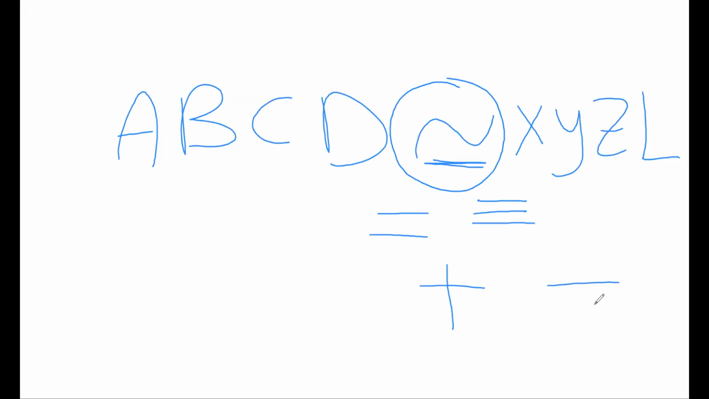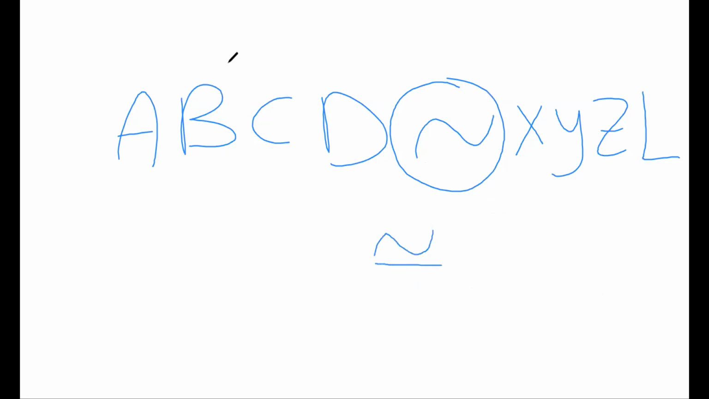Subtracting and so on. So the sign of similarity is a little bit like the approximation, but the approximation was this sign with a small dash under it. Here it is only this curve. So when I write this curve, it means similar to. So ABCD similar to XYZL.